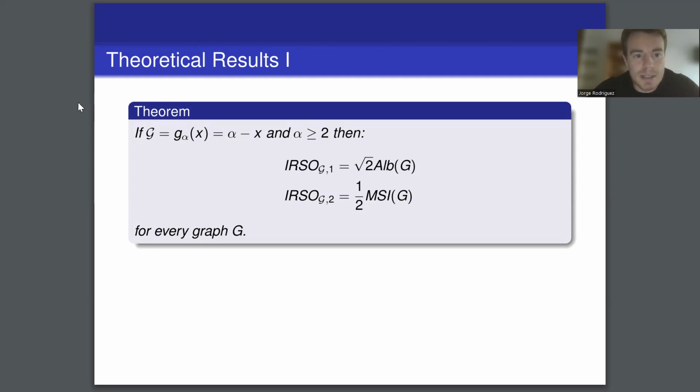So let me start. If G has this particular functional form, alpha minus x, and alpha is bigger or equal than 2, then what we are going to get is that the irregularity Sombor index 1 is going to be equal to the square root of 2 times the Albertson index.